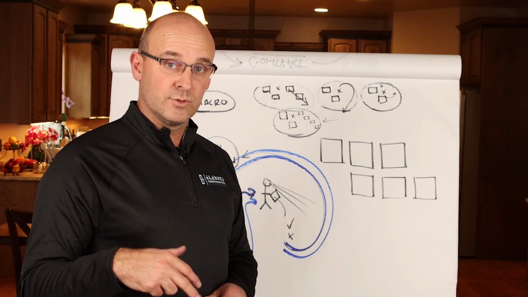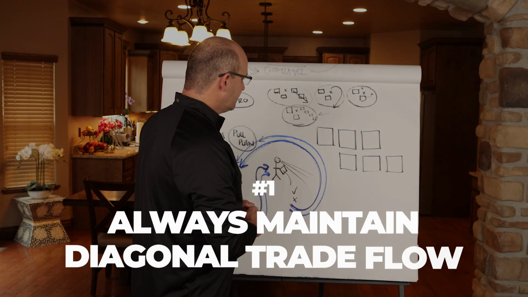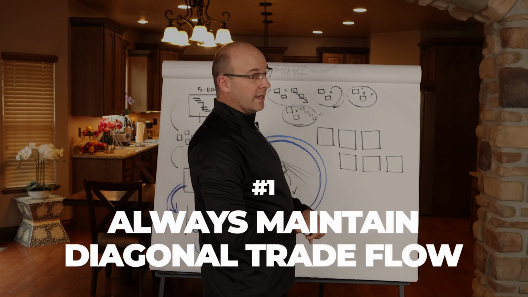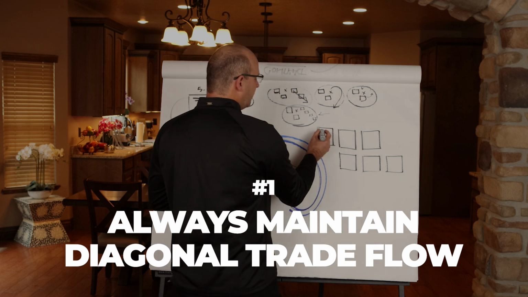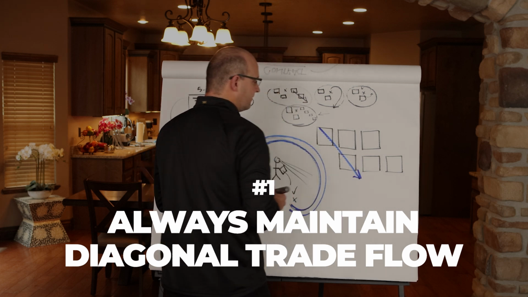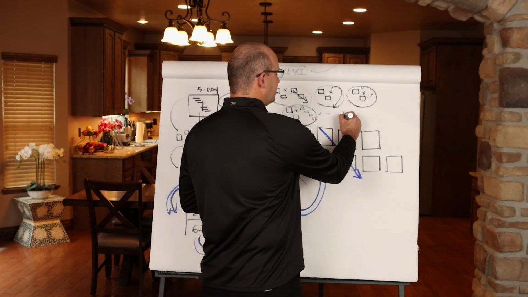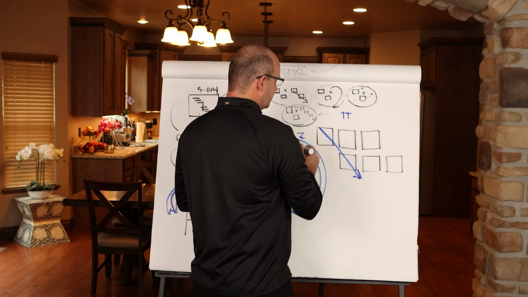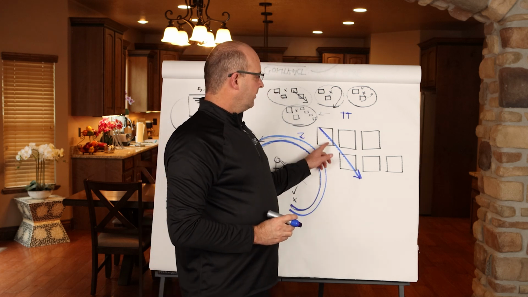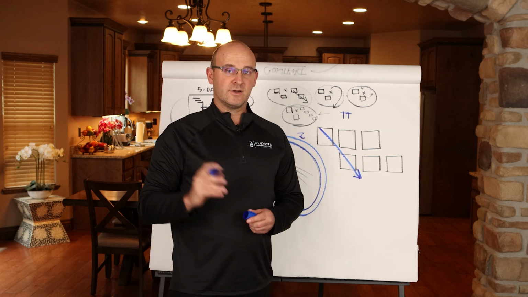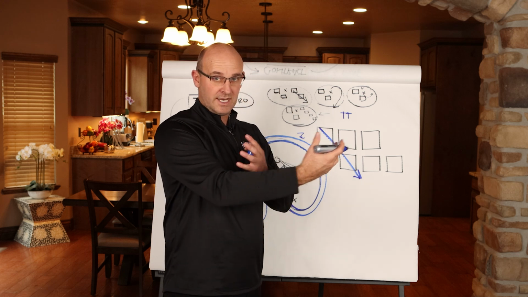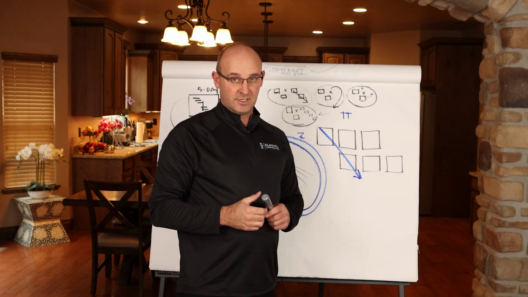But let me tell you about the rules right now. Number one, the rules are, and I'm going to use these over here to the right, no matter what you do, always maintain diagonal trade flow. If you have takt time on the top, and these are your zones, this is zone 1 and 2, right? Keep your trades working in a flow from zone to zone to zone. Never stack them on top of each other.